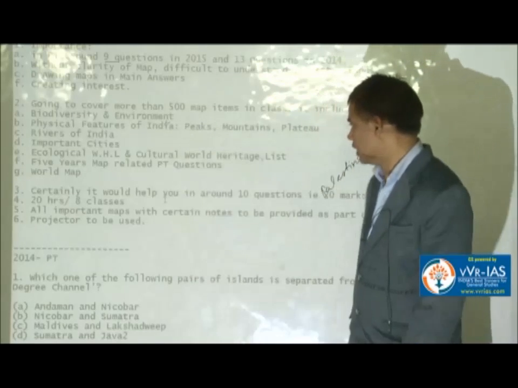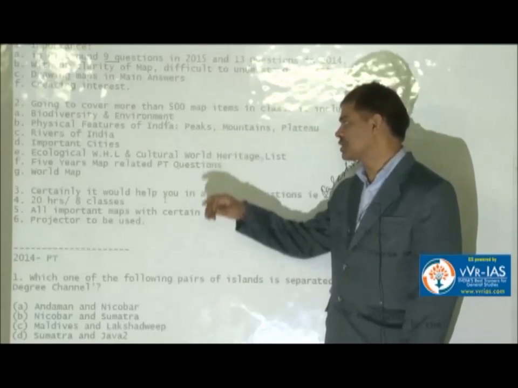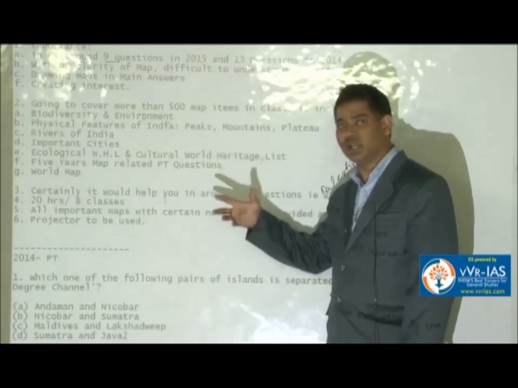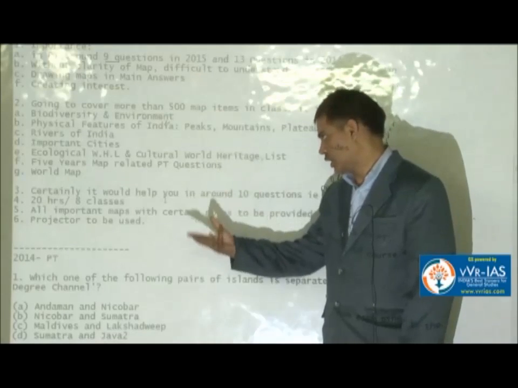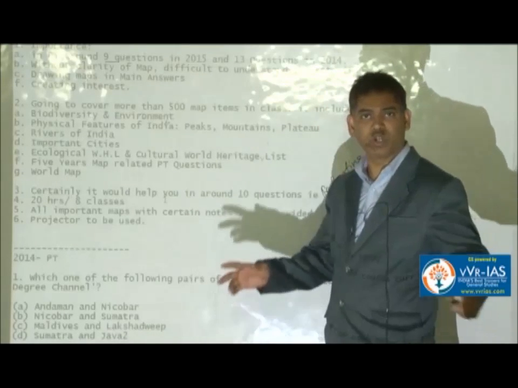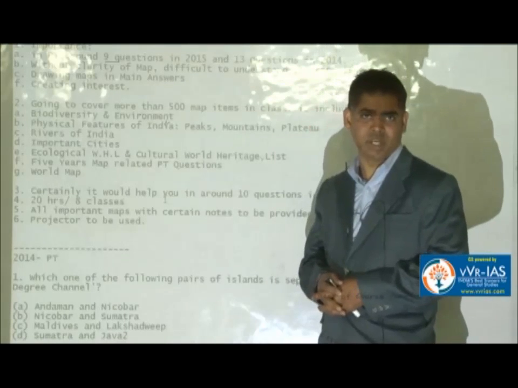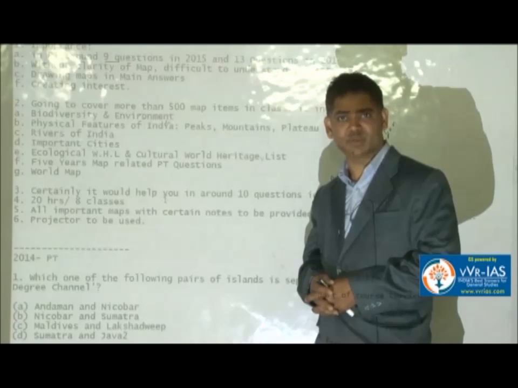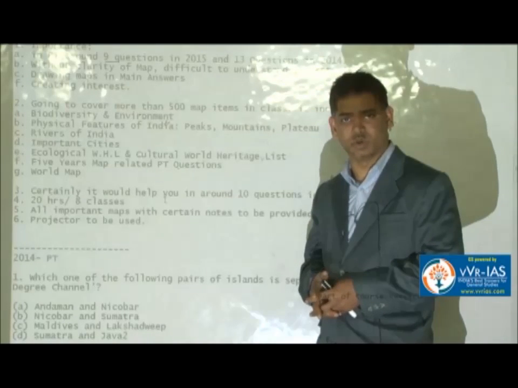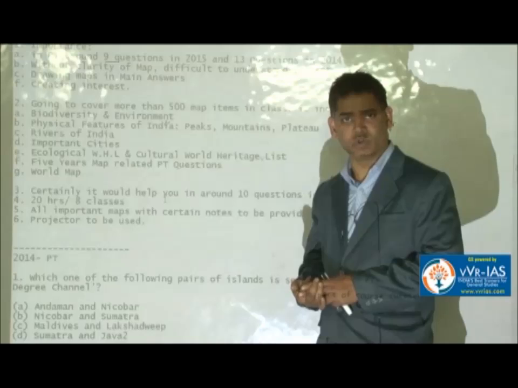which are under the Cultural World Heritage List, we are going to include and provide you as a list. Now, five-year questions of PT related to map work. Now, the world map, I have shown you three or four world maps, and we have a rare collection of world maps. Around 15 world map items would be provided as a hard copy to you, and those world map items we are going to discuss.